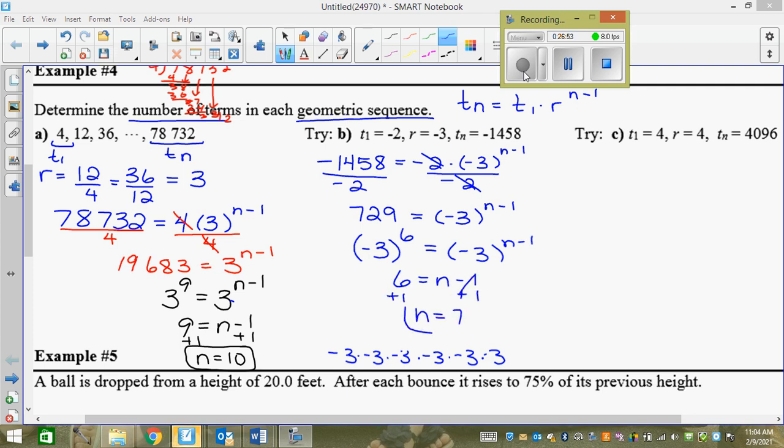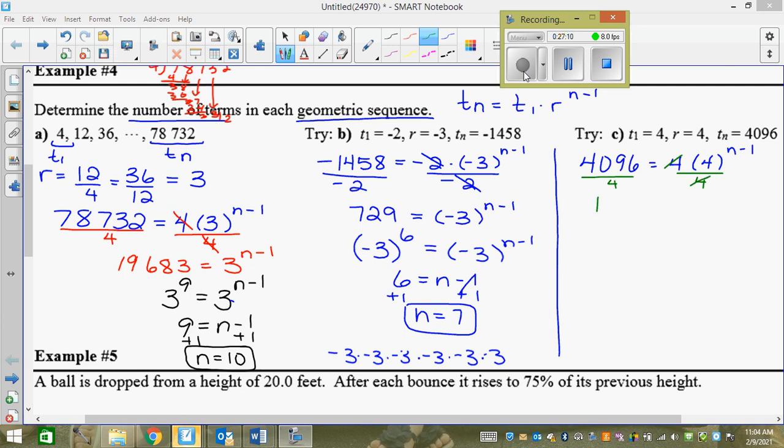Let's go. Then this one, we do 4,096 equals 4 times 4 to the n minus 1. Divide by 4, which is 1,024. Yeah. I was trying to do long division in my head, it was hurting a little bit. Okay, and then 1,024 is 4 to the? Fifth. So 5 equals n minus 1, add 1, n equals 6. Let's go. And we're done.